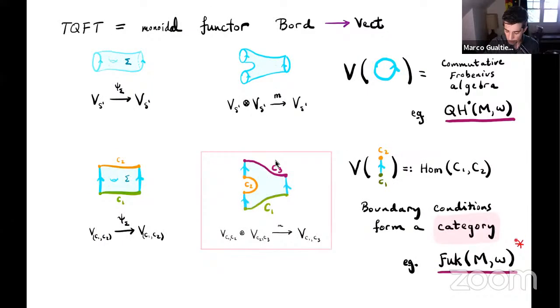Now, there's an asterisk here because if you look at any book where the Fukaya category is defined, the objects are not allowed to be any coisotropic A-brane. They're only allowed to be Lagrangian.